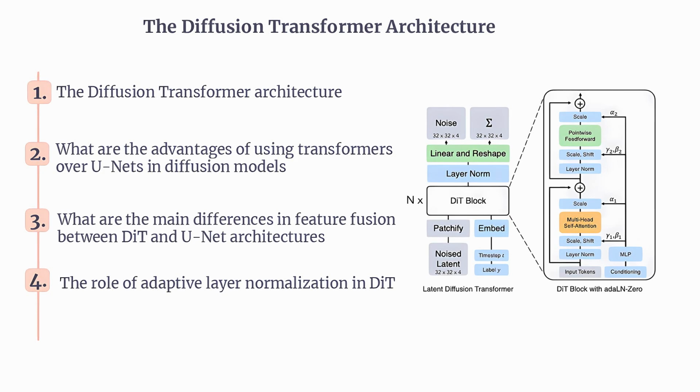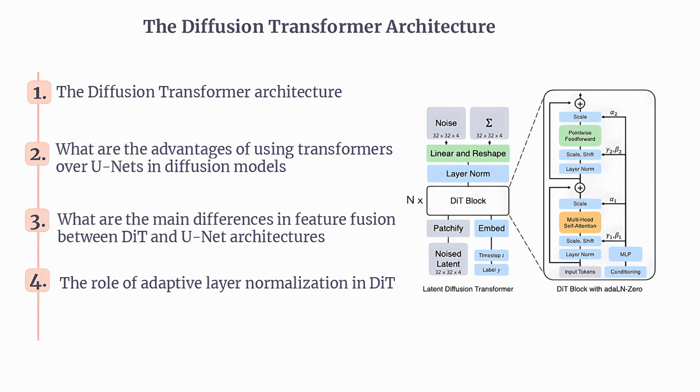The Diffusion Transformer, DiT, is an innovative approach that combines two powerful technologies, diffusion models and transformers. Both of these are state-of-the-art techniques in machine learning, and the DiT model integrates them to improve image generation. Let's explore it in 4 parts.